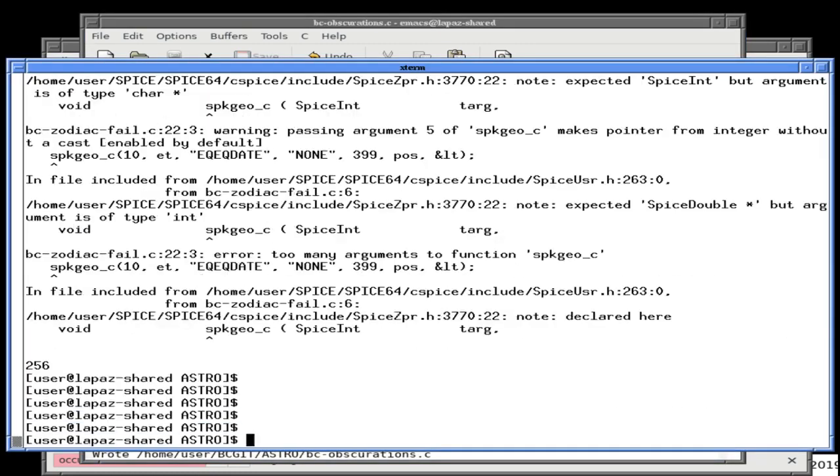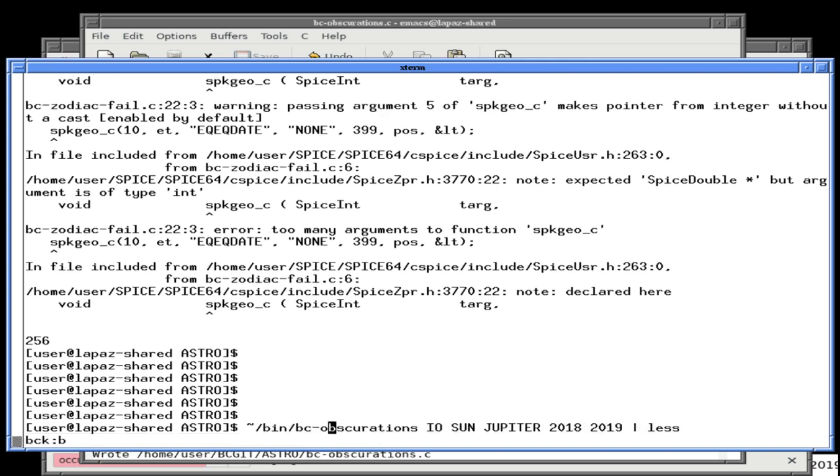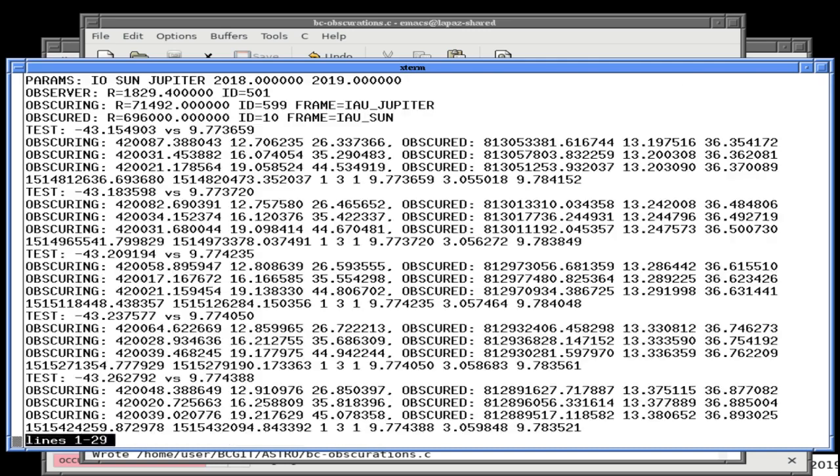BC obscurations actually, it worked. And I think we already have a call for it. Wow, am I in the same directory in all of these? Yeah, I guess we can just do this. Minus 43. Now, does that make sense to me? I think it actually does, because Jupiter is huge at this point. So minus 43 versus 0.9477. Yeah, and this seems huge, but it's only because Jupiter is really, really big.